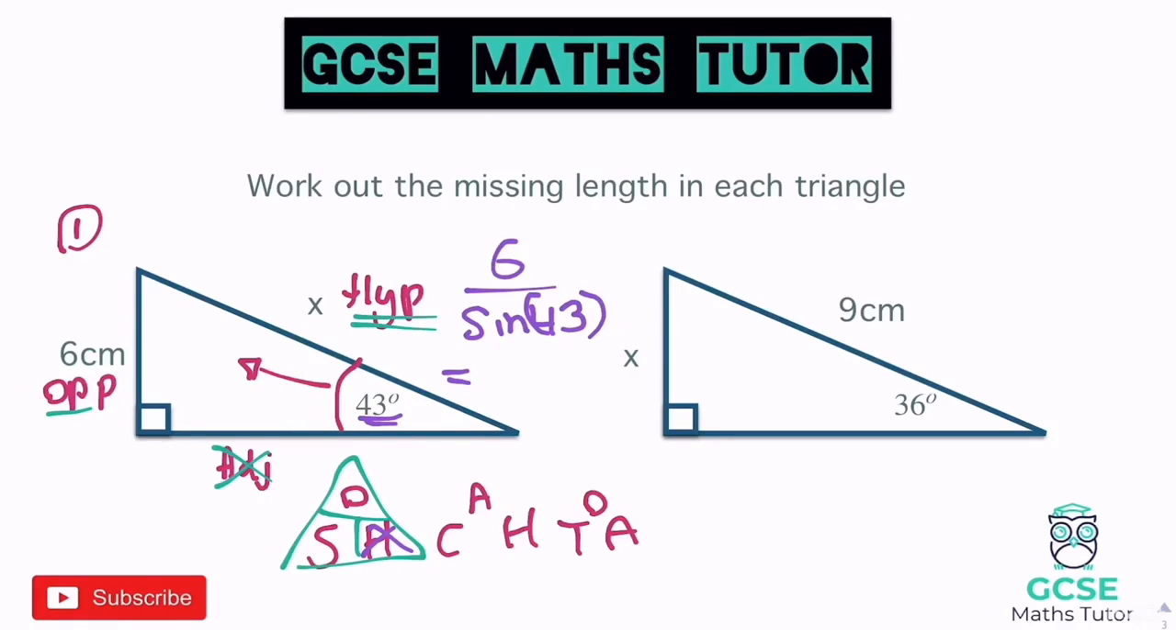6 over sine 43 is 8.79 centimetres. I'm going to round that, and if I write a few digits down, it's 8.7976. The question will tell you how to round it. So if I round it to 2 decimal places, that would be 8.80. Let's round it to 1 decimal place. So we've got 8.8 centimetres for that first question.